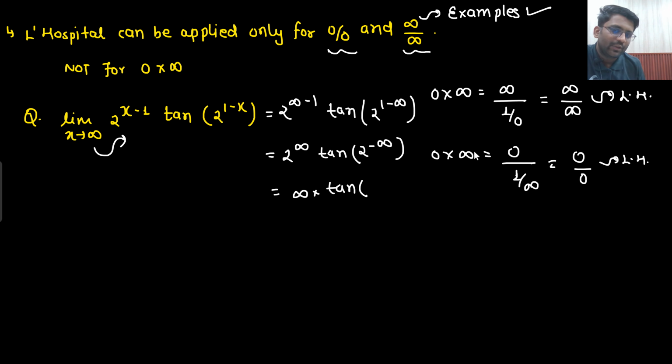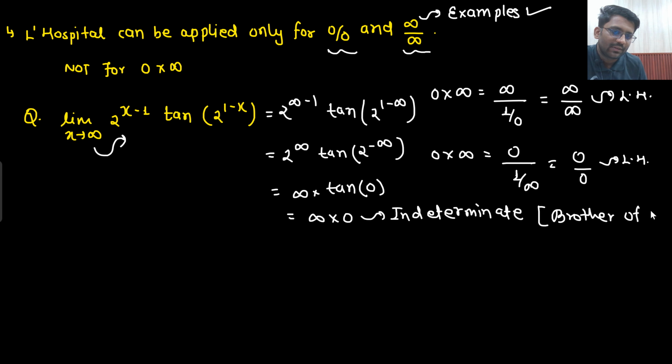And what is the value of 2 to the power minus infinity? That we have already seen, that is 0. So tan 0 is 0. So this has become infinity into 0 form. Infinity into 0 form means it is an indeterminate form. But it is the brother of 0 by 0. So yes, I can make it 0 by 0.